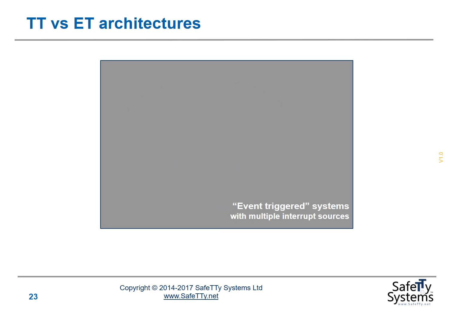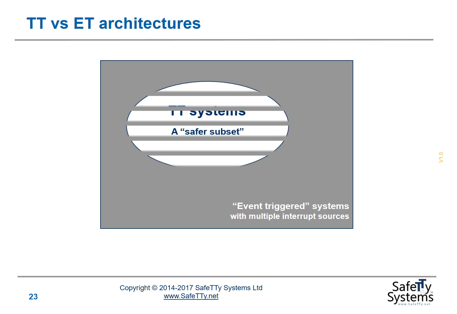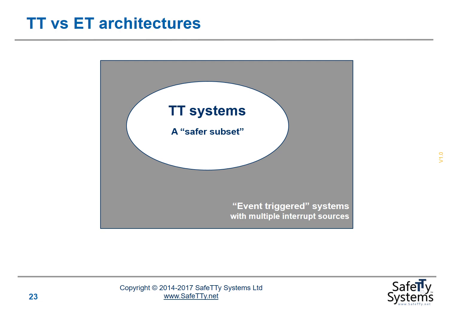A similar issue arises with time-triggered and event-triggered architectures. So we have a general class of event-triggered systems with multiple interrupt sources. Time-triggered systems can be viewed as a safe or a safer subset of this type of event-triggered design. So event-triggered systems are a general class of systems. TT systems are a safer subset of event-triggered systems, in my view.